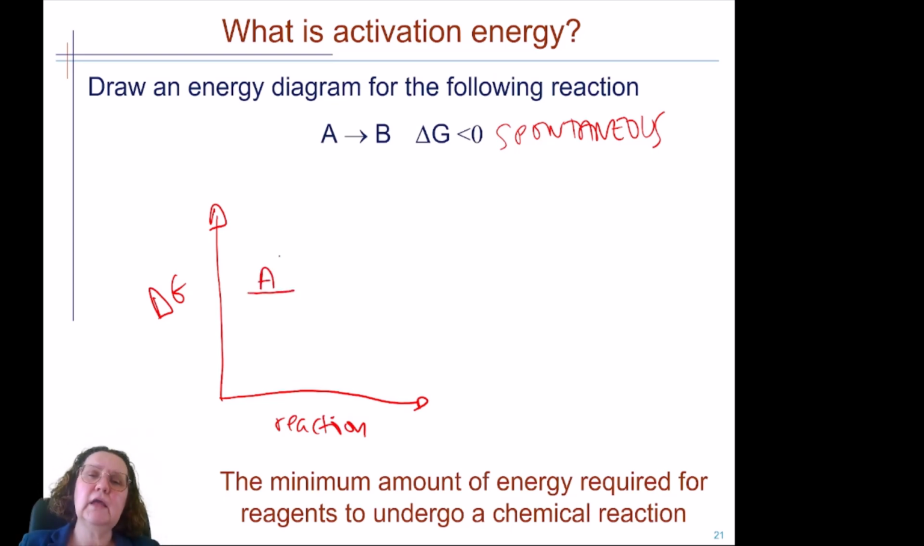So if this reaction is spontaneous, delta G is negative, where would I put B? Would I put it lower than A? Do the products have less energy than the reagent, or would I put it higher? Have a think, stop the video, and see if you can come up with an answer. Stop the video now, please.